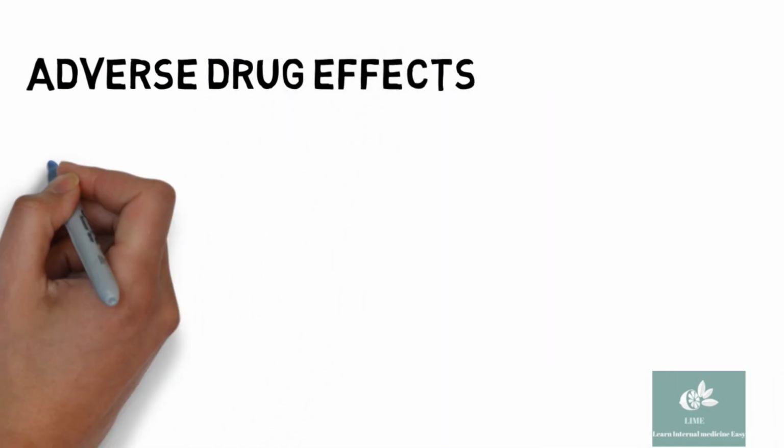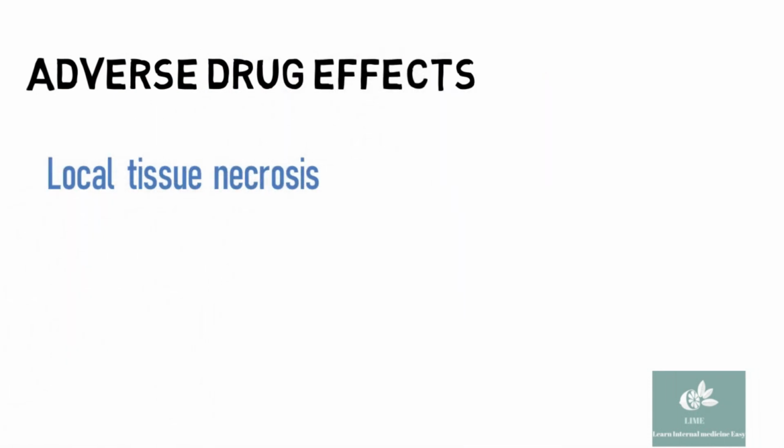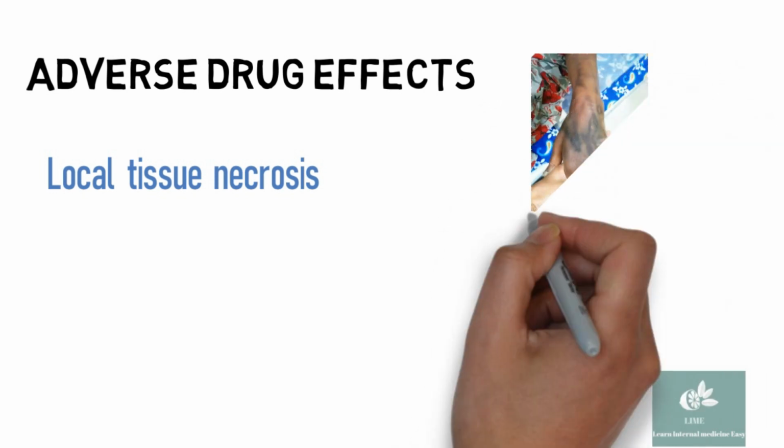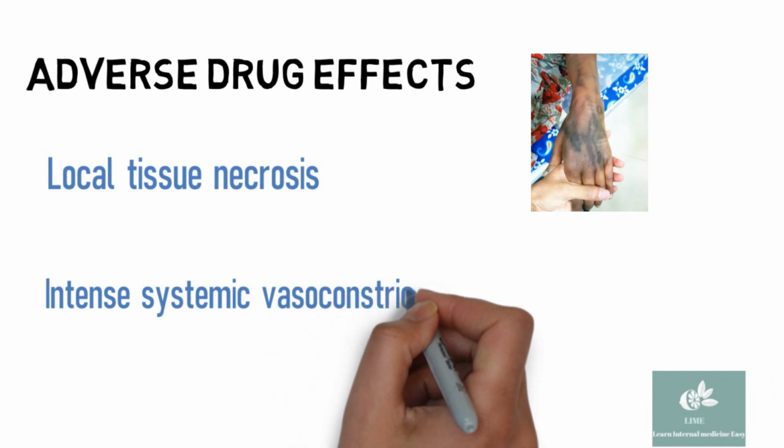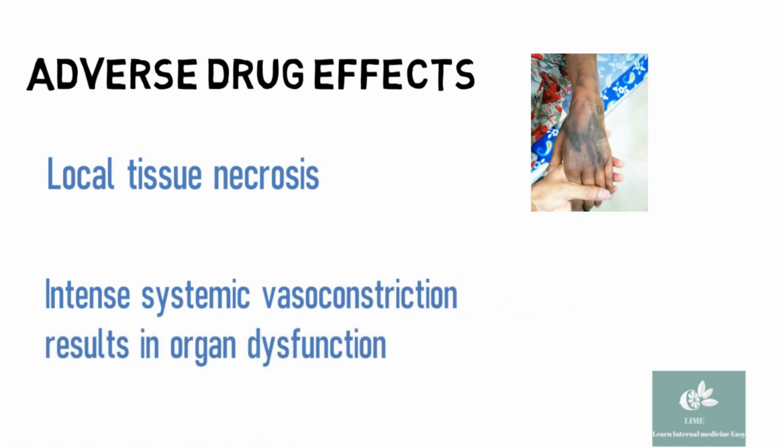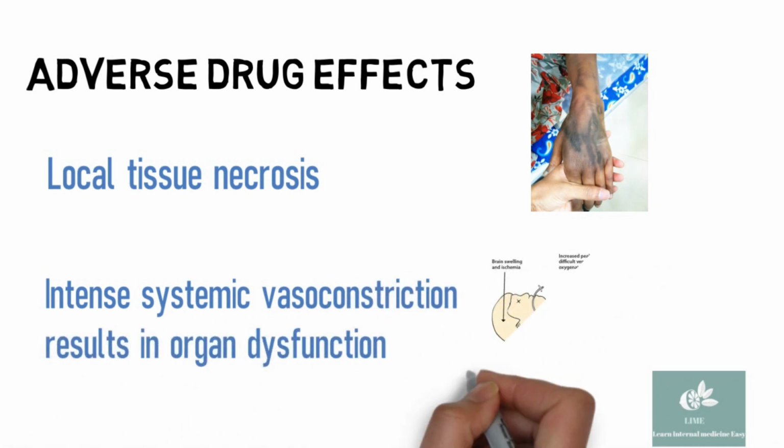Adverse drug effects. Extravasation causes local tissue necrosis. Noradrenaline should preferably be given through a central line. It should never be given as IM. It causes intense systemic vasoconstriction and results in organ dysfunction.